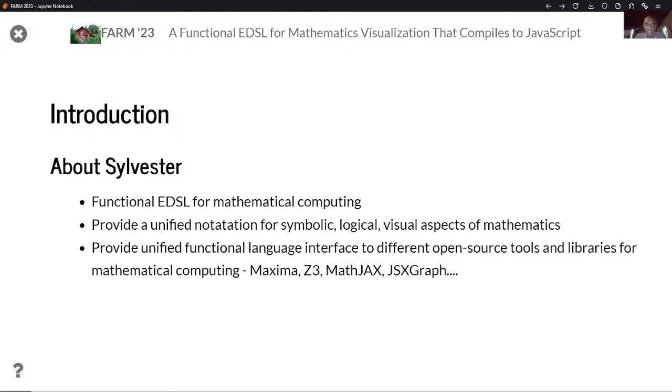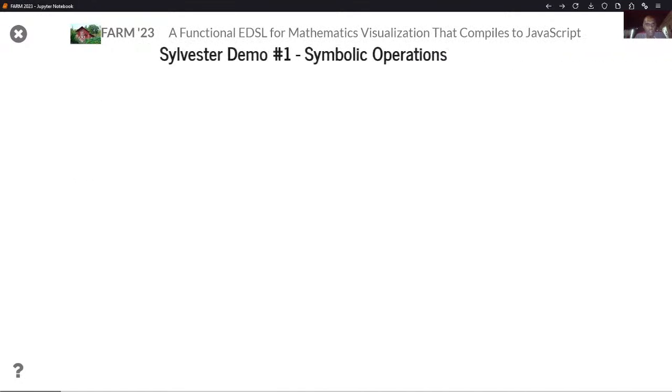So what does all that mean? What does it mean to provide a unified notation and unified functional language? Well, let's get into our first demo, so we can just look at what Sylvester is trying to do.